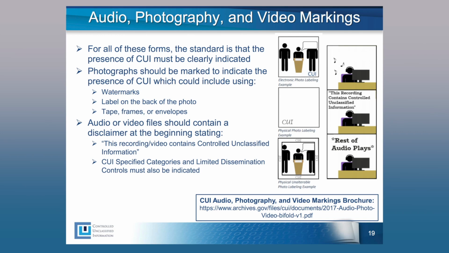There are various ways that CUI contained in audio or video files or in photographs may be marked. For all of these forms, it must be clear that CUI is present. For digital photographs, you can insert a watermark. If the photograph is in physical form, you can label the back or use a frame. For audio and video files, you can insert disclaimers at the beginning that alert users to the presence of CUI and any relevant categories or limited dissemination controls. If you want to learn more about how to mark CUI in these forms, you can refer to our CUI audio, photography, and video marking brochure on the CUI Registry.